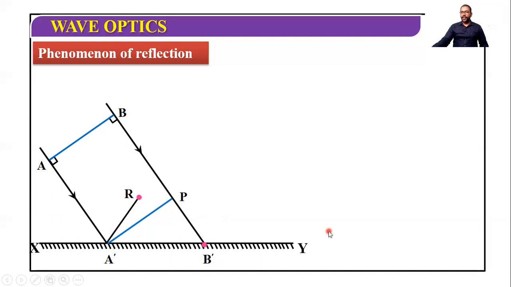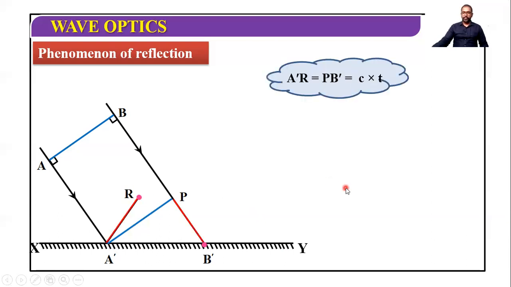Because you know that velocity is distance by time, so distance is velocity into time. The time the light ray takes to travel P to B dash is the same time A dash takes to reach R. So we can write A dash R and P B dash both are the same and both are equal to CT, if the velocity of light is C and time is T. Now we draw here a line from B dash to R.